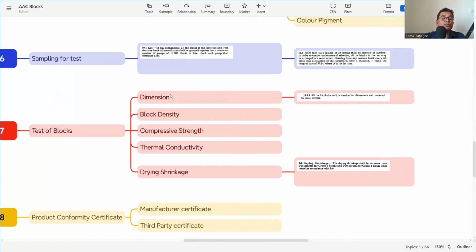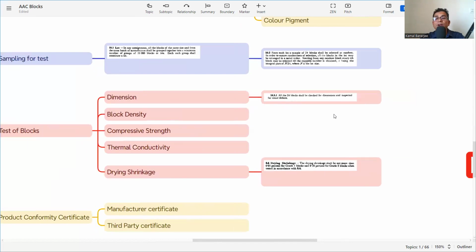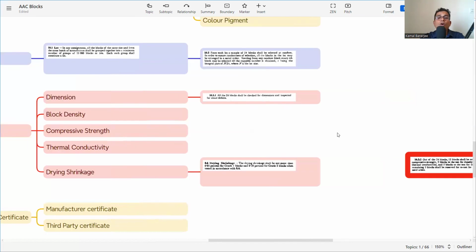Now, what tests do we need to perform for the AAC blocks? The code has specified dimension, block density, compressive strength, thermal conductivity, and drying shrinkage. For the dimension, what the code is saying is that all the 24 blocks shall be checked for dimensions and for the visual defects.